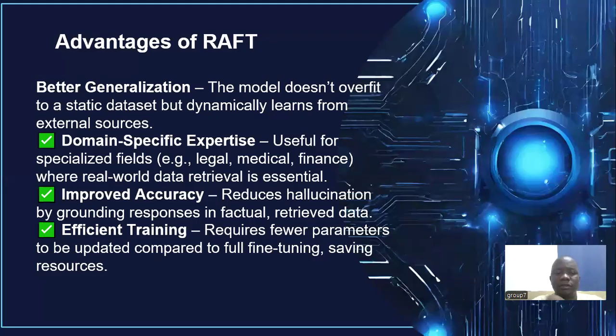So allow me to take you through the advantages of RAFT. RAFT makes AI models smarter. After all those processes, it makes AI models smarter by retrieving real-time information instead of only relying on past training, which has been memorized. So after the fine-tuning, it is able to handle many questions and give accurate answers. You get it? Depending on the need of the user.